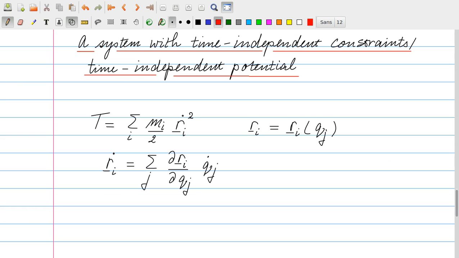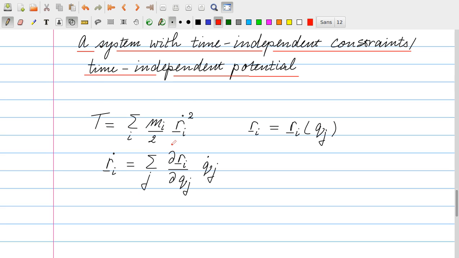I would like to conclude this movie by considering this rather common case of a system which has constraints that are time independent, and there's also a time independent potential. And so that means that L is T minus V, V is independent of time, and T is given in terms of the original coordinates of the point particles as m_i over 2 times the velocity of those particles squared.